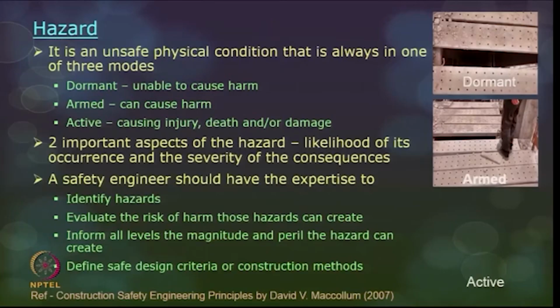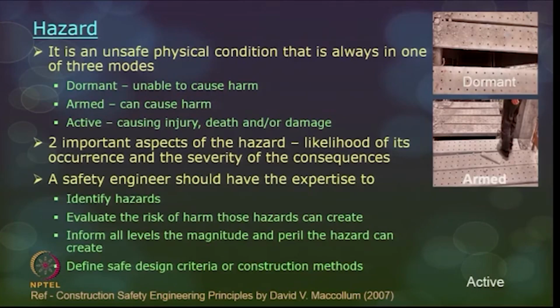So what is a hazard? Many of these issues are known to you because this was discussed in the first week of the lecture itself. A hazard is an unsafe physical condition that is always present in any construction site. This hazard is in one of three modes: one is called dormant, the second is armed, and the third is active.